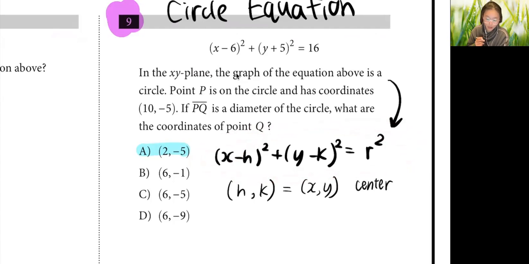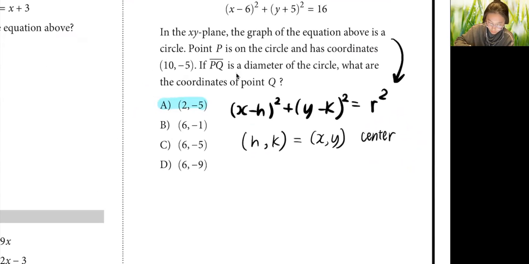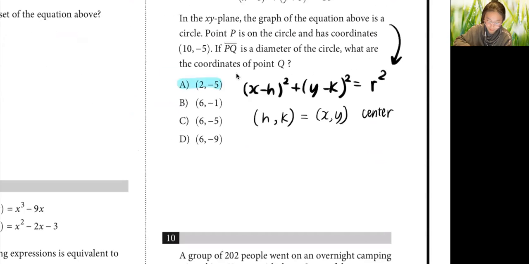In the xy plane, the graph of the equation above is a circle. Point P is on the circle and has coordinates 10, -5. If PQ is the diameter of the circle, what are the coordinates of point Q? Okay, it sounds confusing, but let's just draw it out and see what's happening.